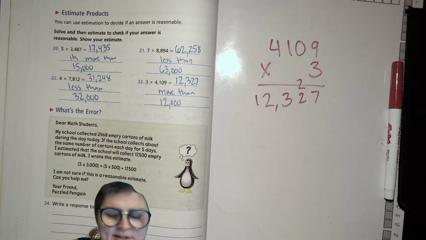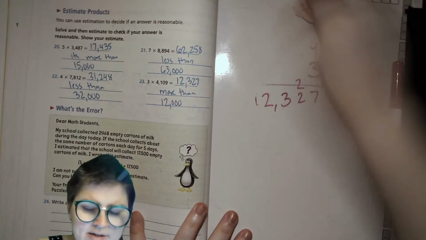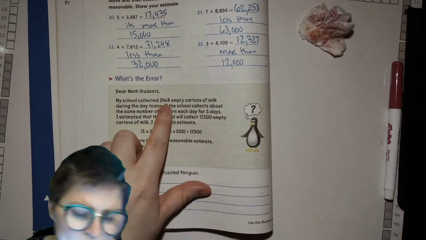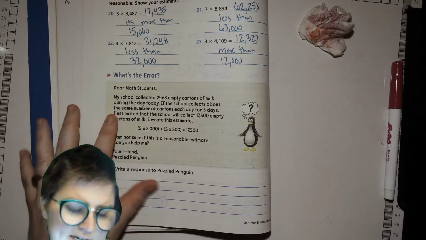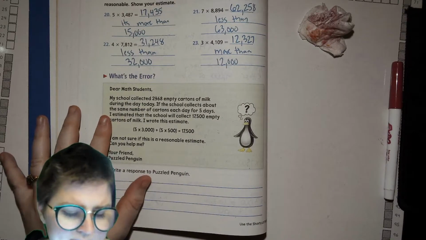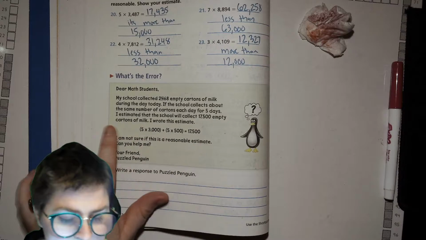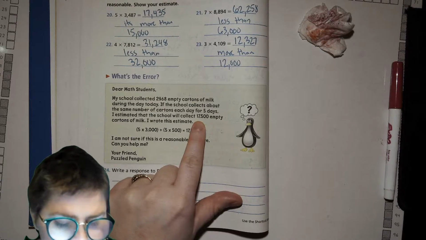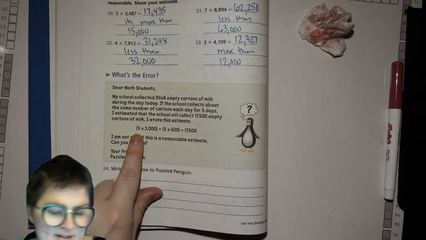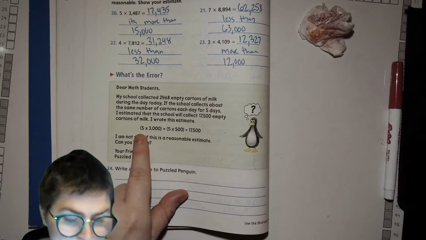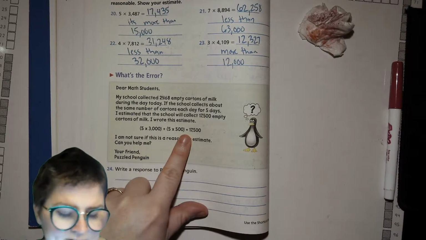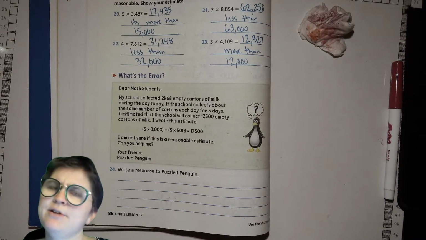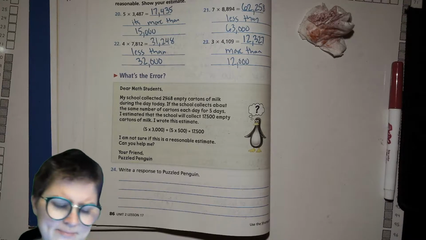Okay, let's look at our puzzle penguin. Here we go. Dear math students, my school collected 2,468 empty cartons of milk during the day today. If the school collects about the same number of cartons each day for 5 days, I estimated that the school will collect 17,500. So then they wrote down the estimate, so 3,500. What do you think about that? Hit pause and think about it. Let me know, or hit play when you're ready, and I'll tell you what I think.